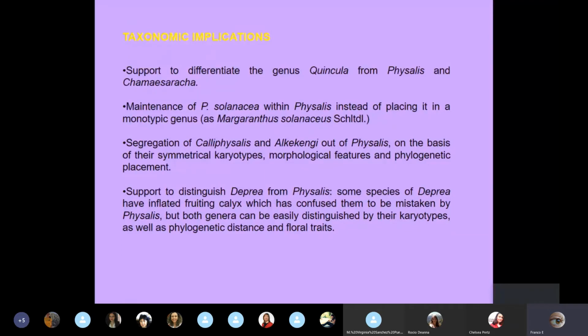Our results gave support to differentiate the genus Quincula from Physalis and Chamaesaracha. Also for the maintenance of Physalis solanaceus within Physalis, instead of placing it in a monotypic genus as Margaranthus solanaceus. Also, the segregation of Calophysalis and Alkekenji out of Physalis on the basis of their symmetrical karyotypes, morphological features, and phylogenetic placement. And finally, support to distinguish Diprea from Physalis. As you know, some species of Diprea have inflated fruiting calyces, which has led them to be mistaken for Physalis, but both genera can be easily distinguished by their karyotypes, as well as the phylogenetic distance and floral traits.